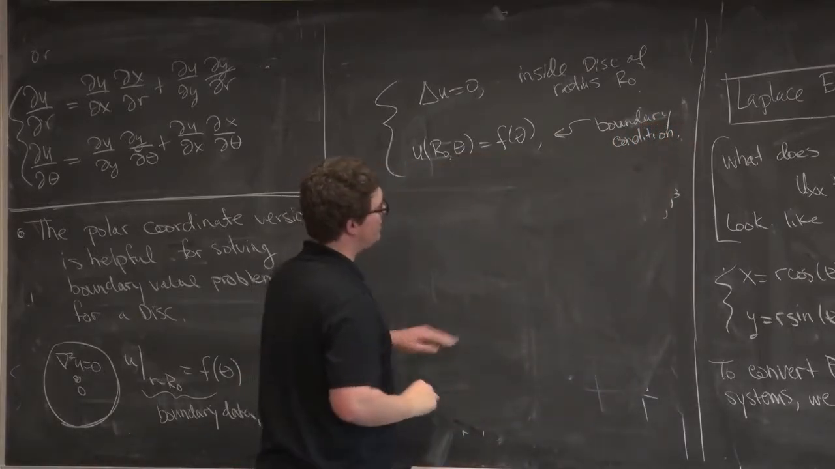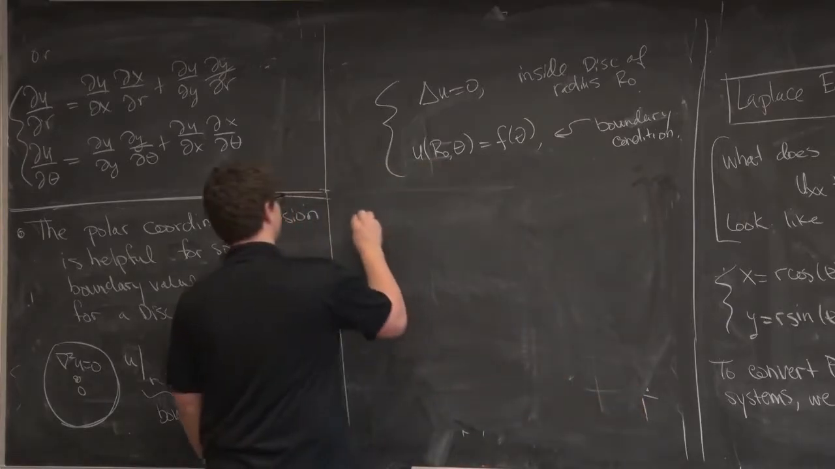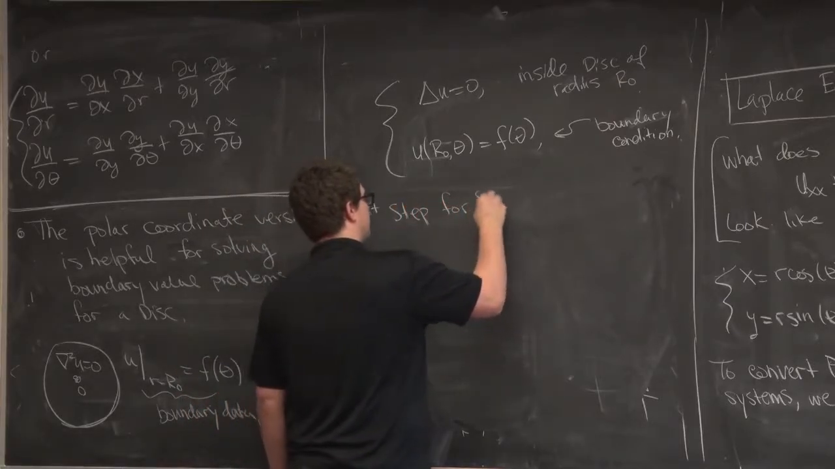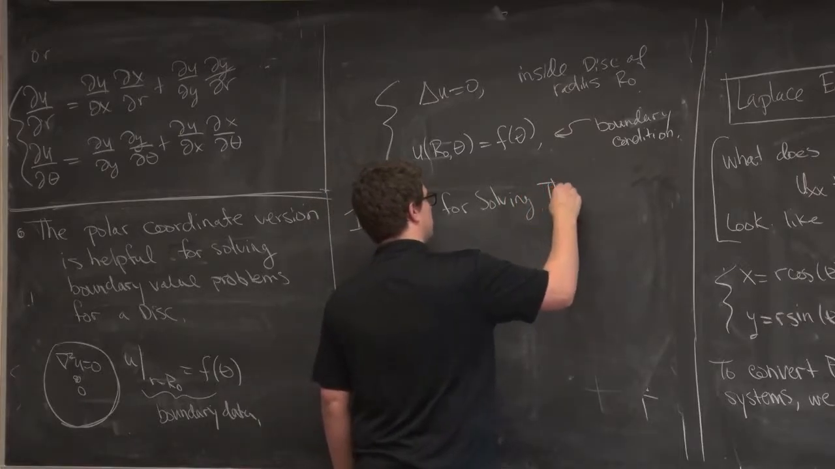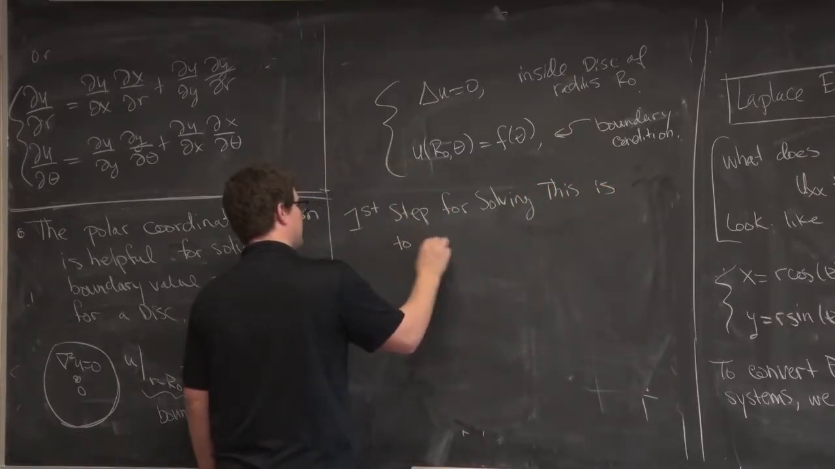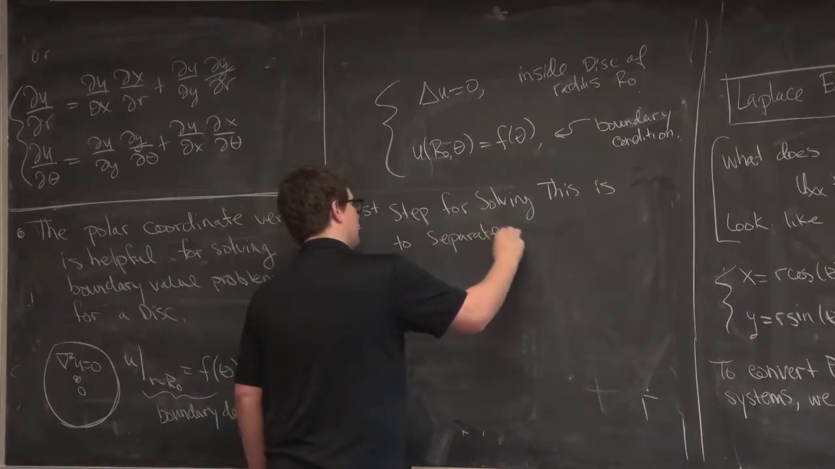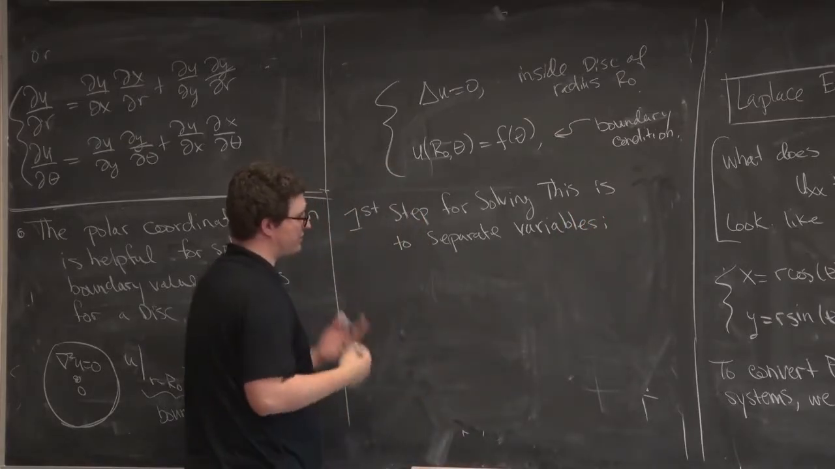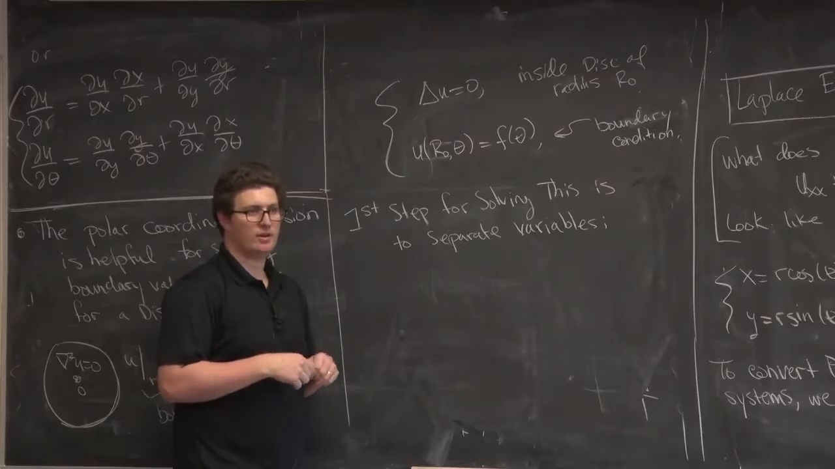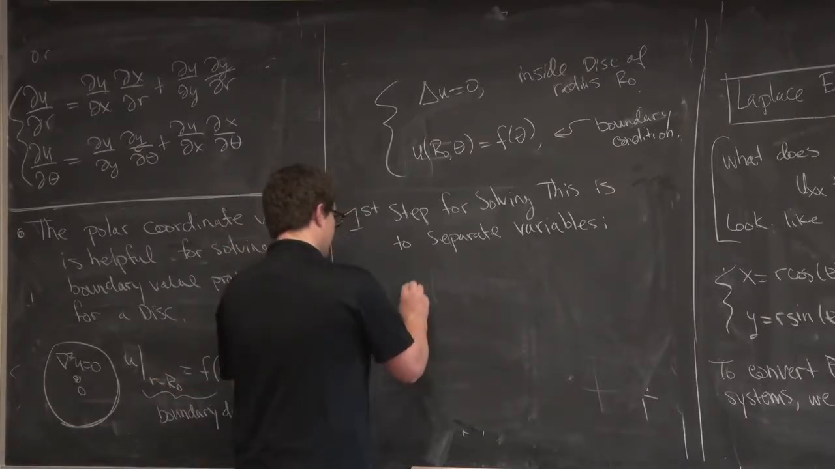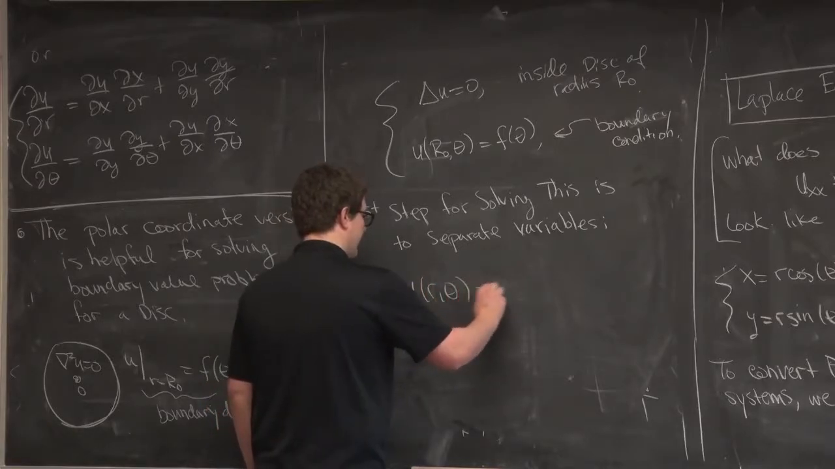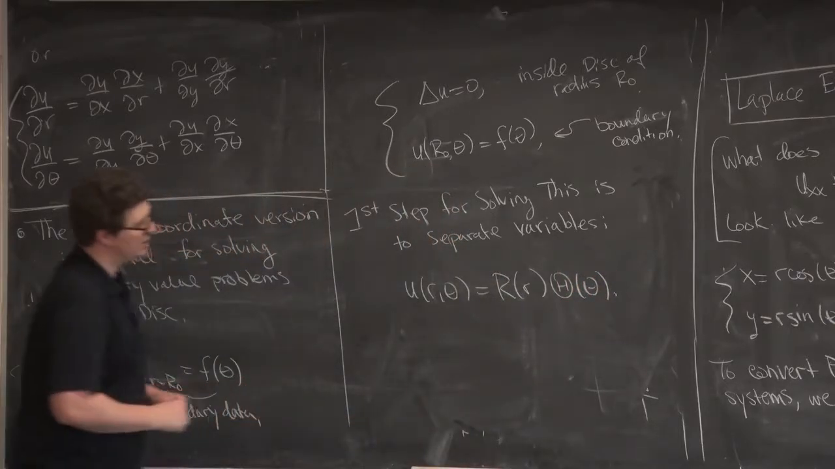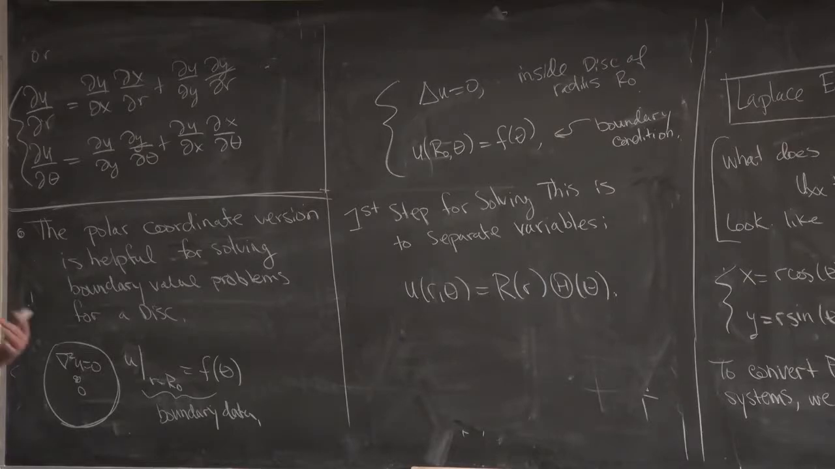Okay. And to do this type of problem, we're going to separate variables. So the first step, okay, and so what we're going to do is a superposition again of these separated solutions. So u of r, theta, we're going to write as R of r, Theta of theta. Okay? And so then we put this back into our equation.